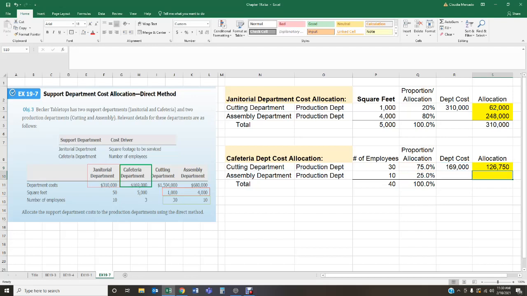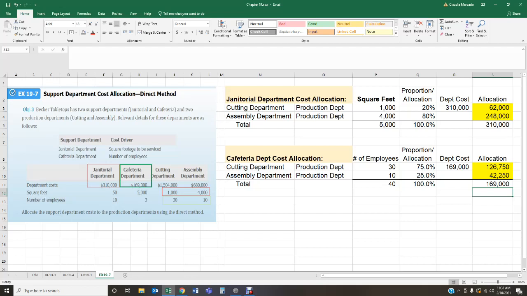That gives me $126,750 for my cutting department. Now for the assembly department, I'm going to get my $169,000, and multiply that by my allocation, which is 25%, and that gives me $42,250. The total of these two should give you your department cost, which is $169,000, which is perfect. So the $169,000 cost for my cafeteria department is going to be split $126,750 for my cutting department and $42,250 for my assembly department.